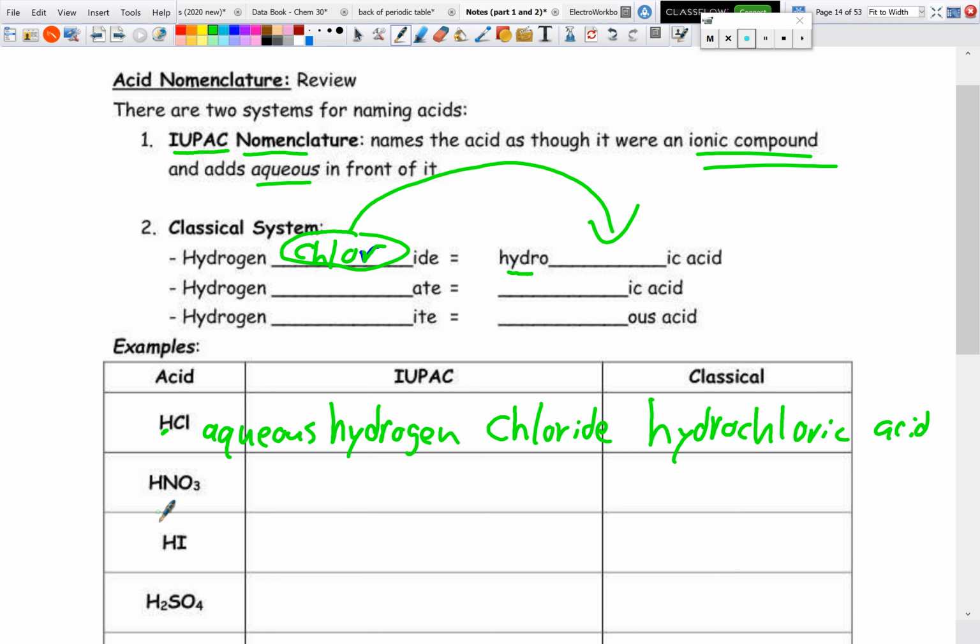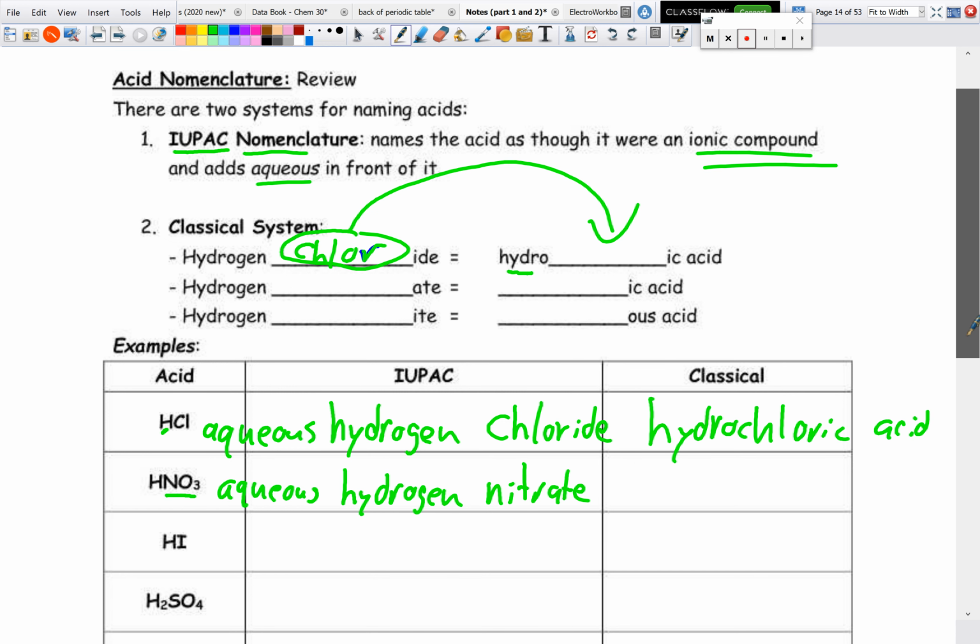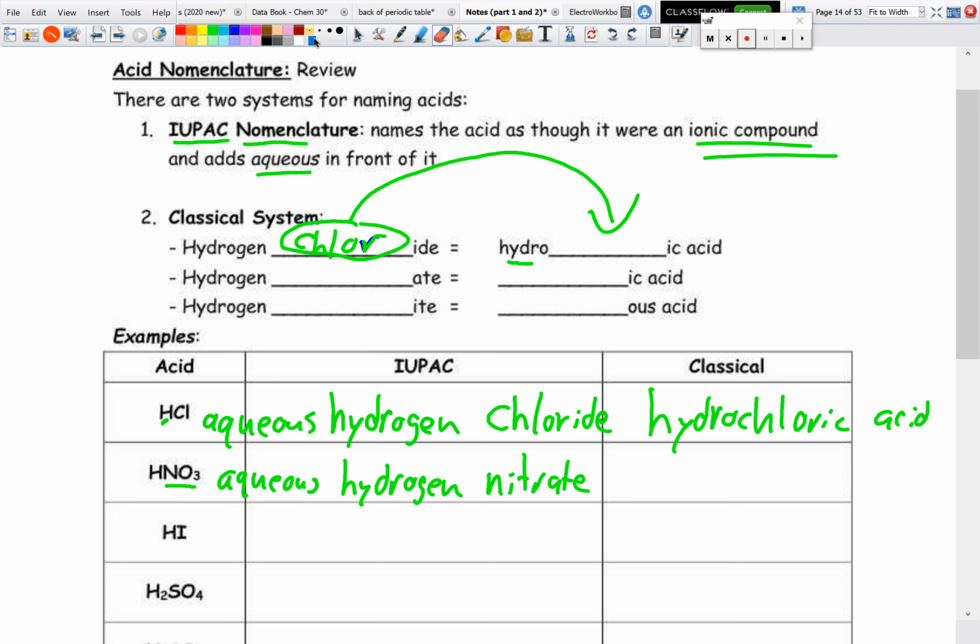Now, if we're given the ones with polyatomic ions, like for example right here, this would be hydrogen nitrate. So for the IUPAC name, we get aqueous hydrogen nitrate. So what happens here is that, well, how did it look? It looked like this: aqueous hydrogen, we had nitrate.